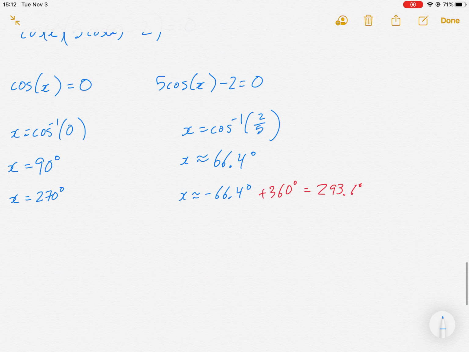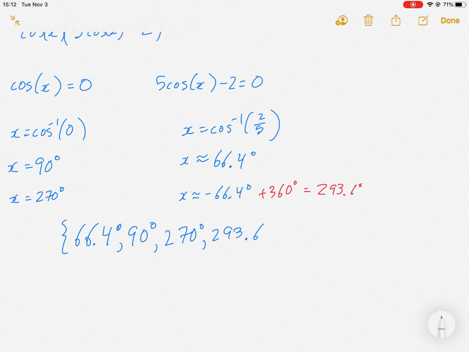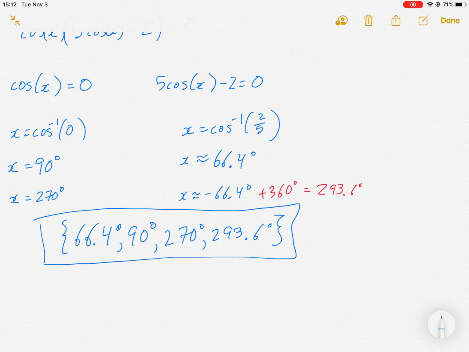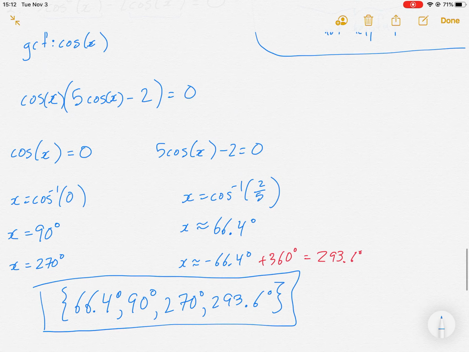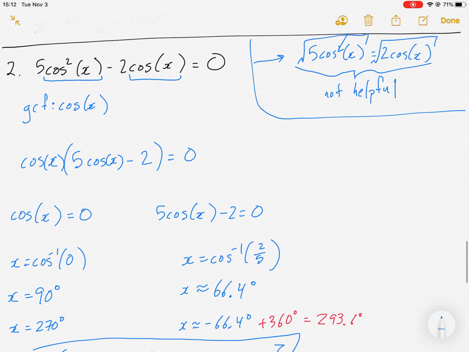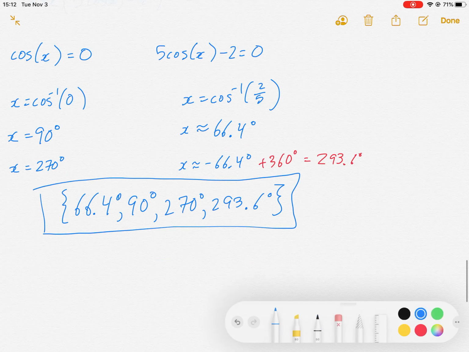Okay, so then my solution set, again, I'll put this in order, is 66.4 degrees, 90 degrees, 270 degrees, and 293.6 degrees. And you could always go back and double check that these work, so you can plug any of those back into the original, and you should end up with a correct equation.